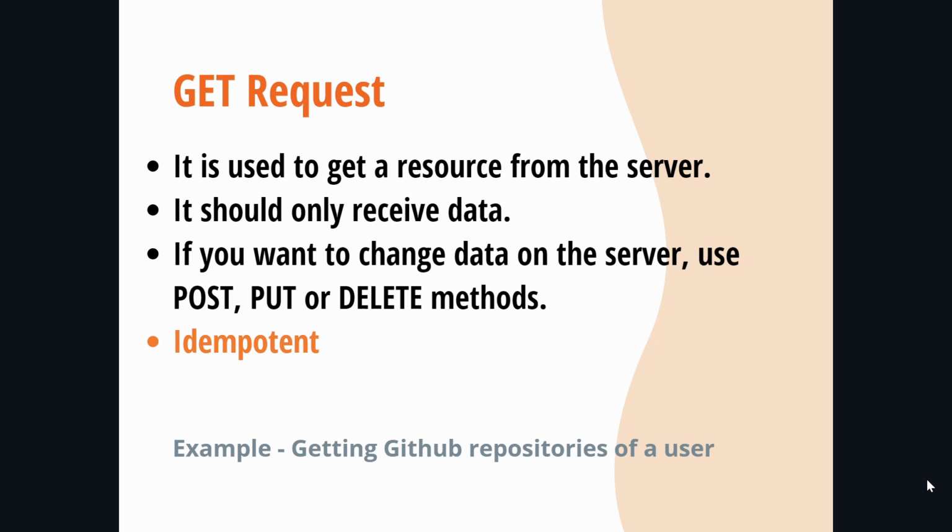Now, a GET request is idempotent. What does it mean? It means that multiple identical GET requests should always have the same effect as a single request. So let's say you make a GET request multiple times, it should always bring you the same value unless the server has been changed. But as long as the server has not been changed or manipulated, you should always get the same result. That is what idempotent means. Now for the GET request, the best example to demonstrate will be fetching GitHub repositories of a user. So let's go ahead and do that.